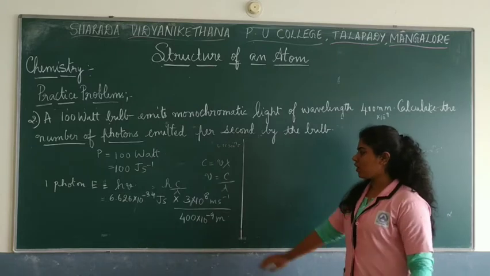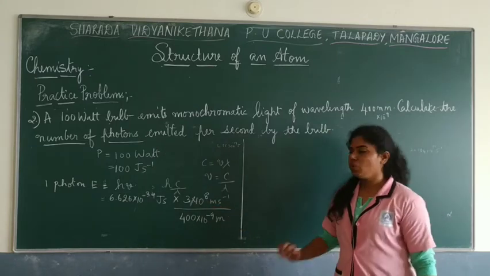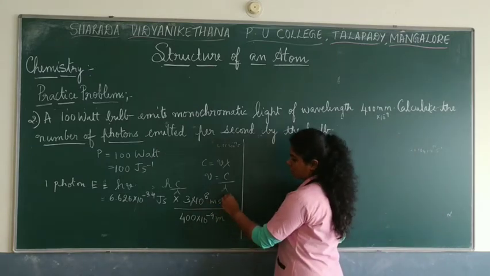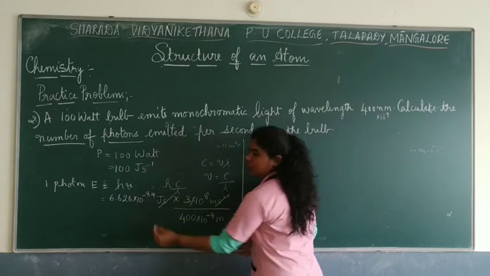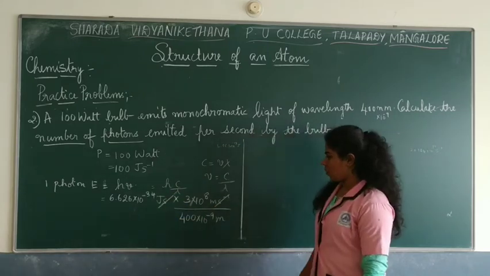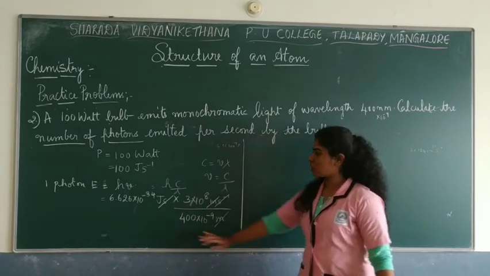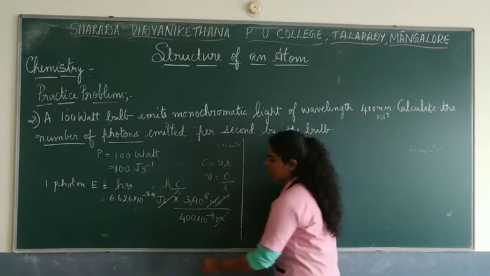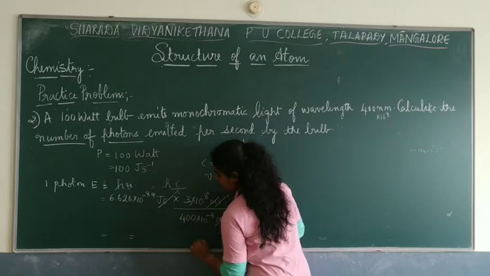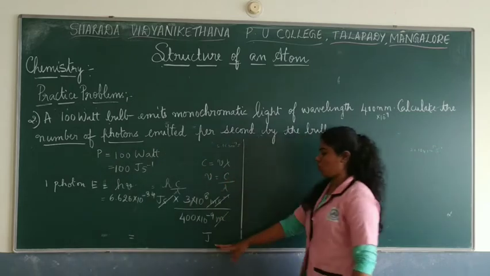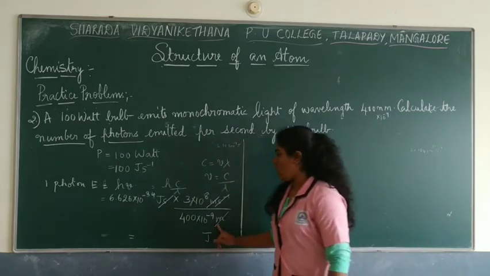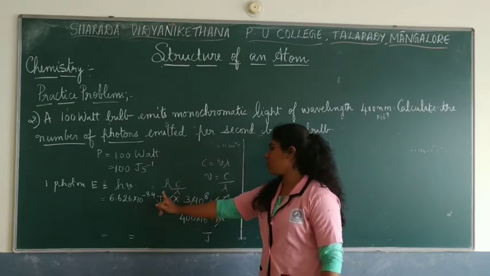First, what should we do? First, let us solve the units, wherever it is possible. Now, second inverse, second cancels. Then meter cancels. What's remaining here? Joule. So we get the energy. So whatever value we get, it is in joules. Right? Now we have to simplify the parts.